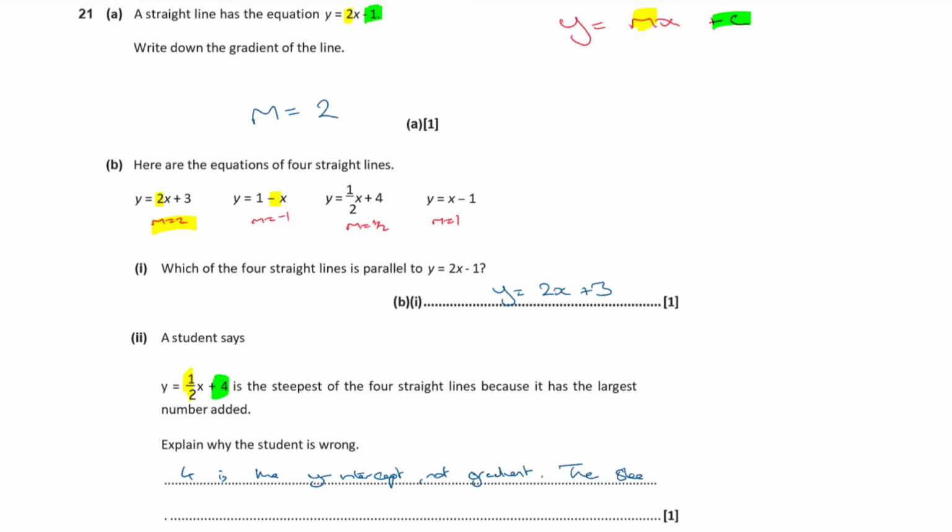The steepest line would be y equals 2x plus 3 because it has the largest gradient.